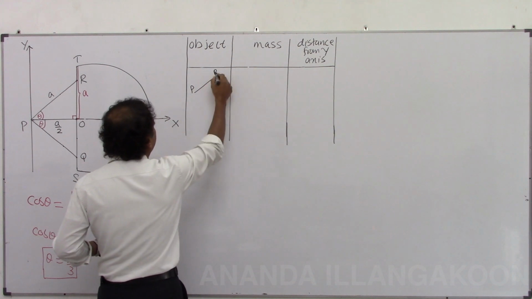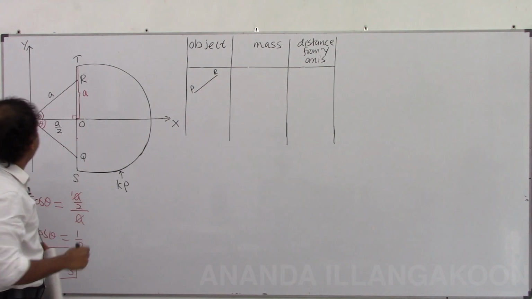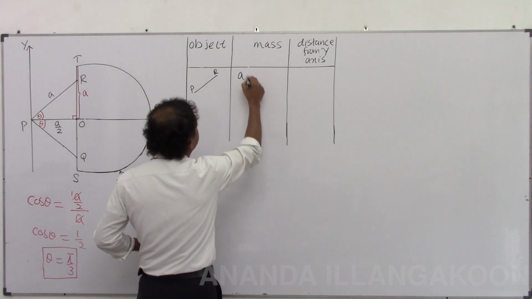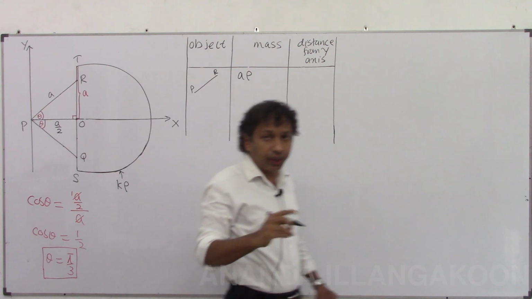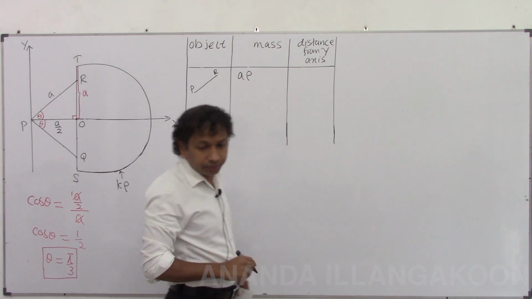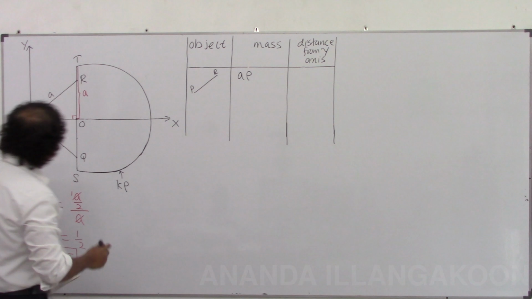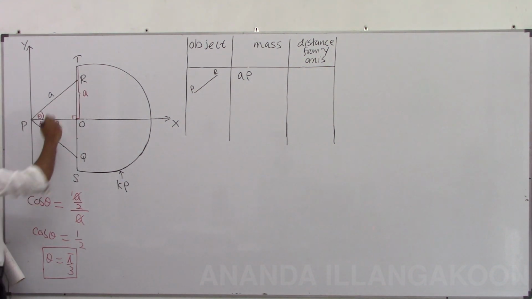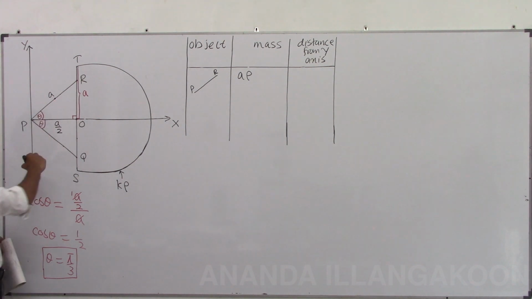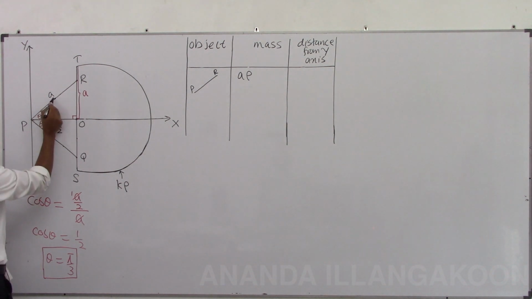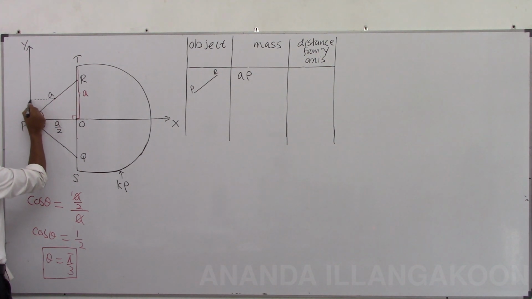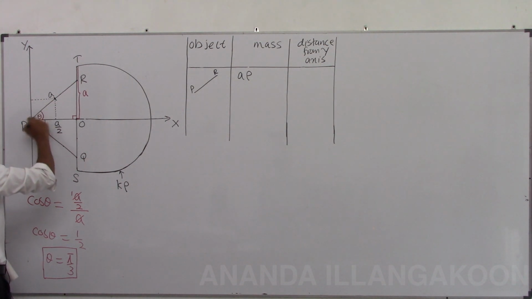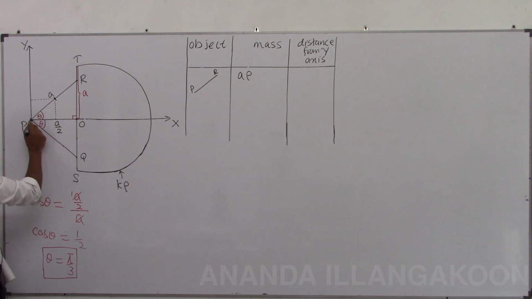PR part. Its length is a, mass per unit length is rho, so the mass is a rho. It's a rod, people. Center of gravity lies at the midpoint. But this time we need the distance from the y axis. From here to here is a by 2. Then the length we need is from here to here.